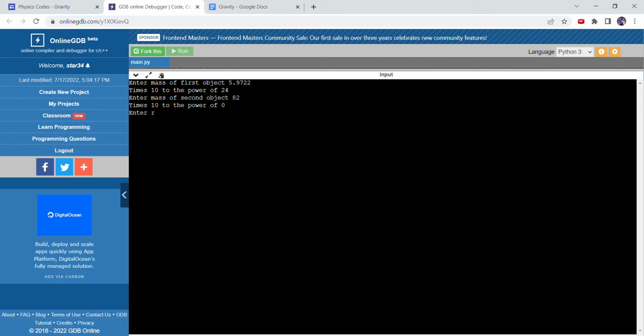Okay, then the R would just be the radius of the Earth, which is 6.3781 times 10 to the 6th. And then we get the force between the two is 8.03 times 10 to the 2nd power newtons, or 803 newtons. Okay, now for scenario 3.